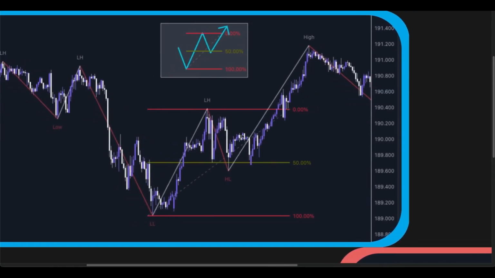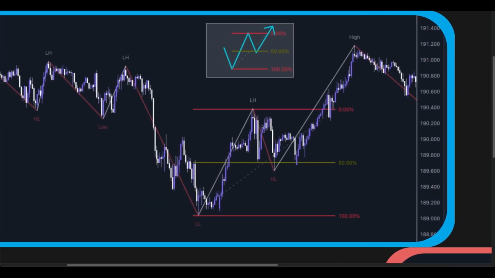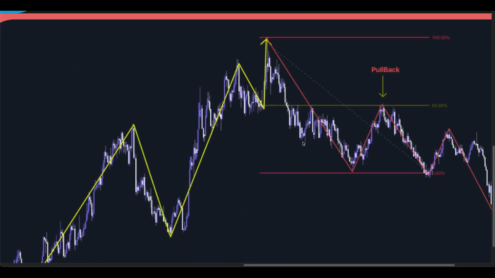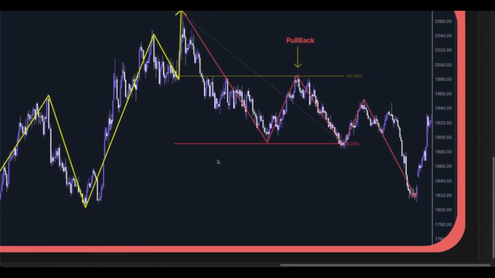Now, again, this is really hard to find or to trade, because you're assuming that the pullback here is not going to break this lower low. And you're assuming that instead it's going to create a higher low, right? That's if you're changing trend from a downtrend to an uptrend. And same thing here, where you're changing trend from an uptrend to a downtrend. The same principle would apply.